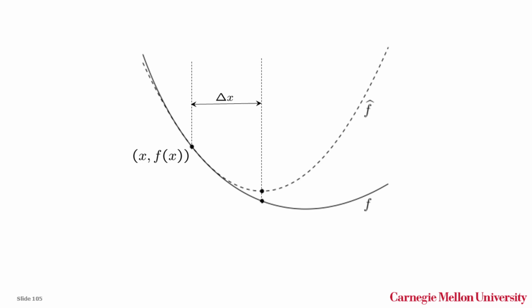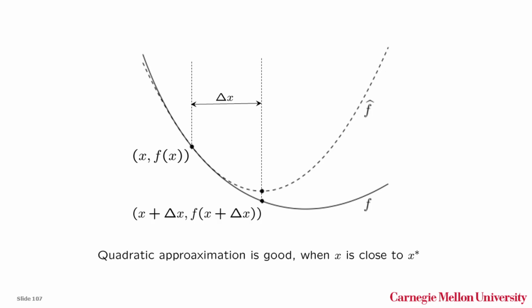The vector between these 2 points is delta x, called the Newton step. After taking the Newton step from point x, we move to x plus delta x, and the function value at this new point is f at x plus delta x. This quadratic approximation is accurate when x is close to the minimum point.